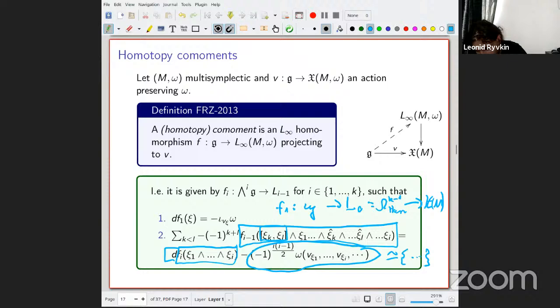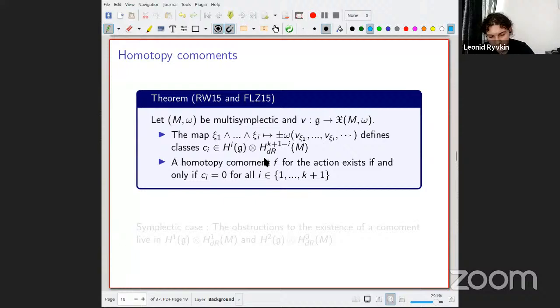Again, if you are not familiar with L-infinity algebras, don't care about it too much, because our first theorems will basically say you don't have to worry about it. So the first theorem tells us when a comoment exists. Using the above description, we can derive obstruction classes, which lie in the tensor product of Chevalley-Eilenberg, or Lie algebra, cohomology and the de Rham cohomology of the manifold.